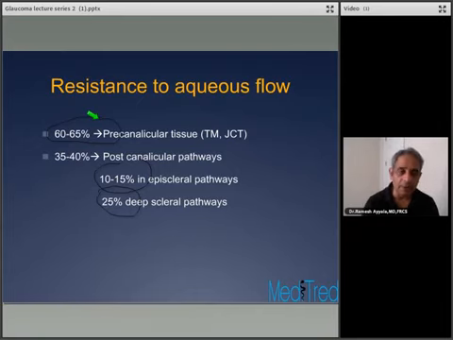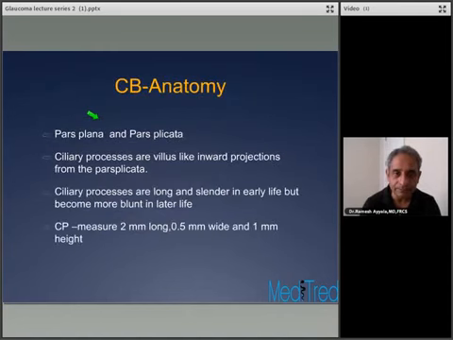And so the maximum pressure reduction that you can expect is somewhere in the range of 15 to 16 millimeters of mercury. Important concept for you to understand. Now let's look at the ciliary body anatomy itself.